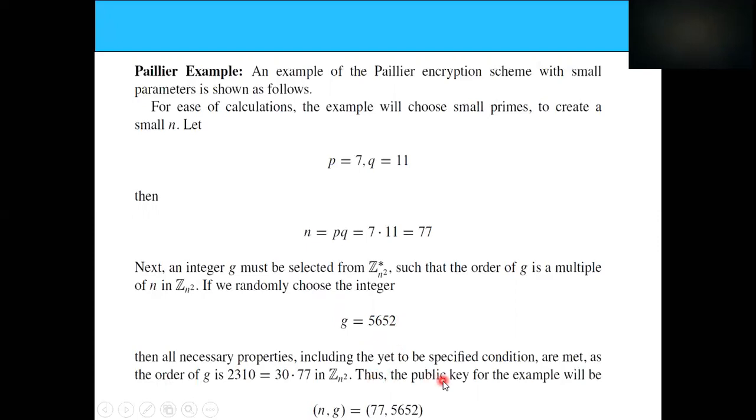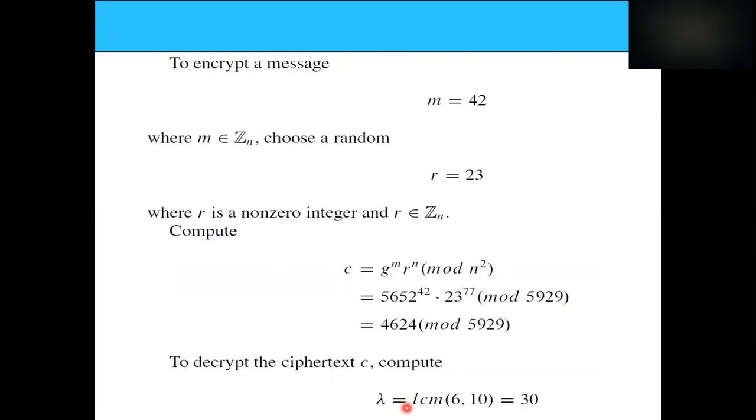Thus the public key for the example is n and g, which is 77 and 5652. So I take any plain text m from Zn, from 0 to 76, and take any r from Zn. So c is g to the power m times r to the power n mod n square. I just perform this calculation, and then to decrypt my ciphertext.